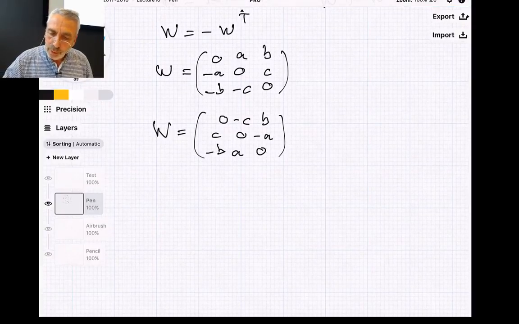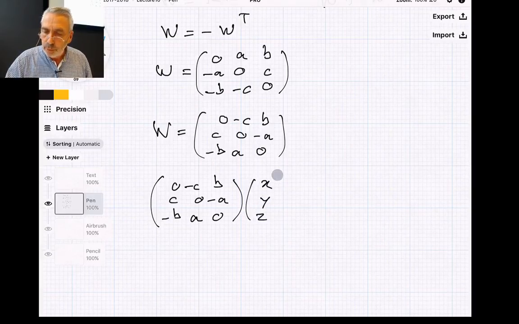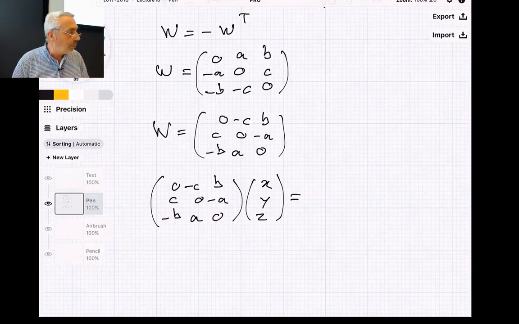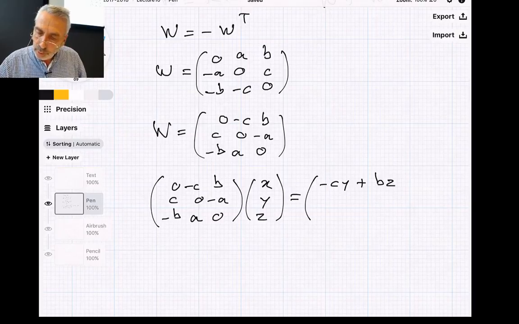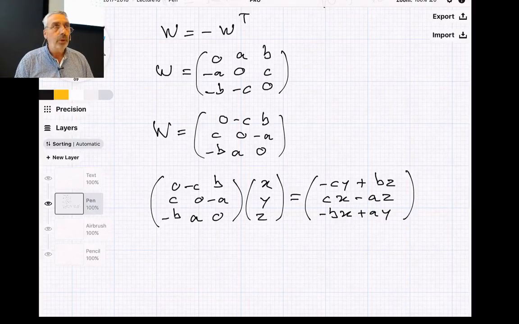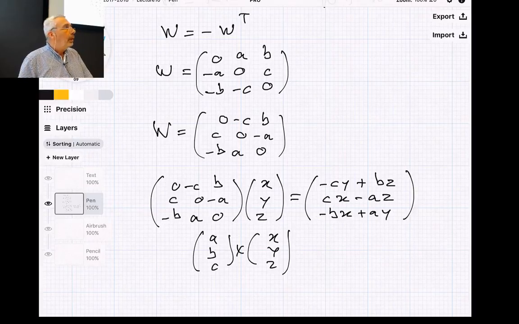Well, let's continue. Let's take this matrix, 0, 0, 0, with those strange A, B, C, minus A, minus B, minus C. You see, I make it on purpose asymmetric, and multiply it with the vector x, y, z. Then the outcome of this matrix vector product is, what is it? Minus C times Y plus B times Z, C times X minus A times Z, minus B times X plus A times Y. Do we recognize this? Yeah, cross product, exactly. So that's the A, B, C cross product with the X, Y, Z. So this asymmetric matrix is a way to write a cross product.